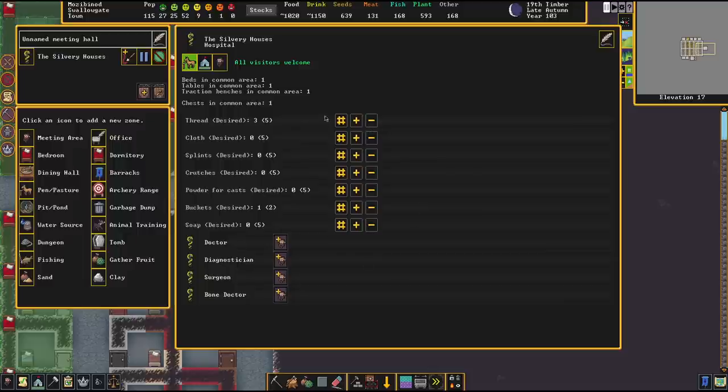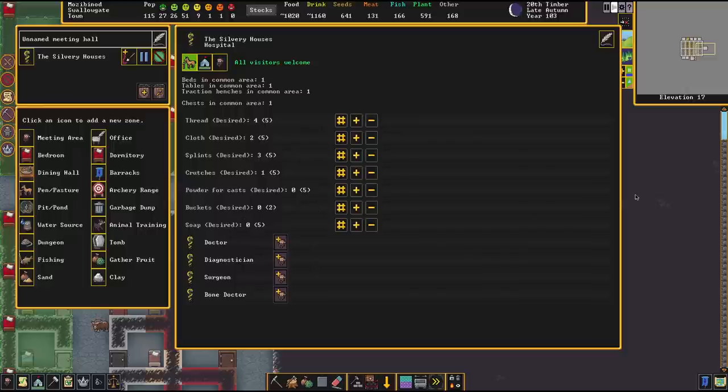As you see here, I want to go over the items next. There's a couple of items. The number in the brackets is the ordered number, and the first number is the actual amount locally stored. So our hospital requires thread, that's for stitching wounds, cloth, that's for bandages, splints, that's for tending broken bones, crutches, well, I think you can already guess what they're good for, and cast powder, that's for broken bones as well. Splints and powder casts go hand in hand. You can also substitute one with the other. Buckets are necessary for water and also for applying powder casts, and soap is important for keeping the wounds clean.